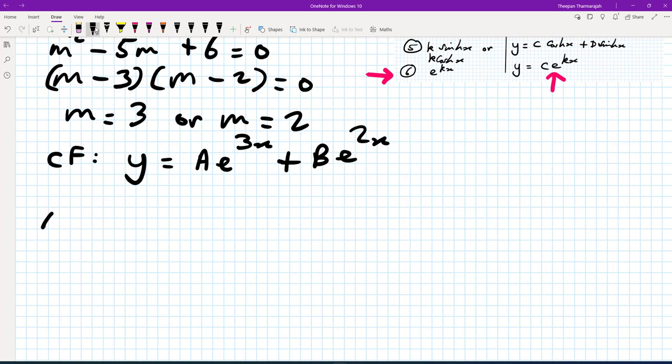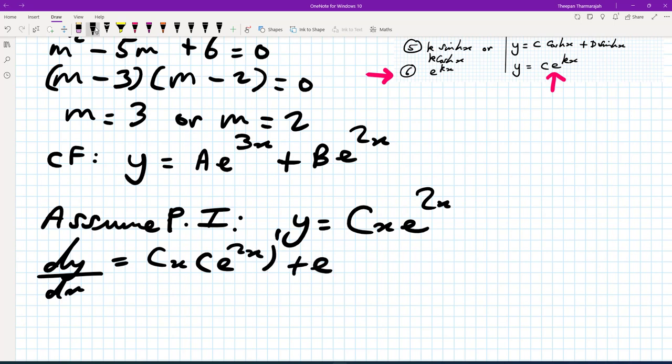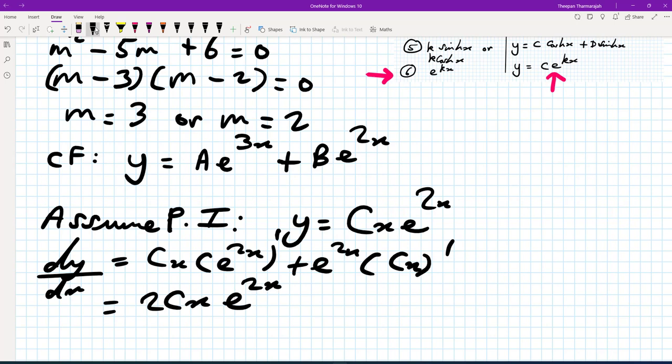So now we would assume that the particular integral is now going to be y equals, and here's the important part, c x e to the 2x in our case. So then when we differentiate this, we would have to use the product rule. So that's going to be cx times e to the 2x differentiated plus e to the 2x times cx differentiated. So that's going to give me 2cx e to the 2x and then plus c e to the 2x.